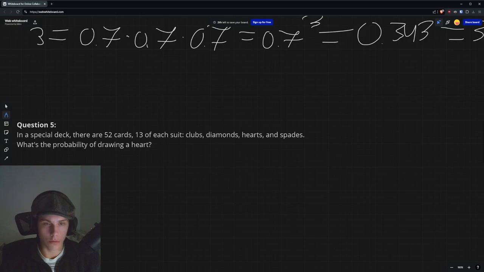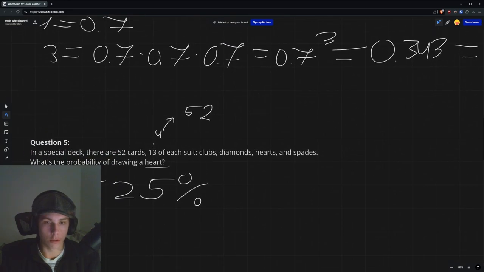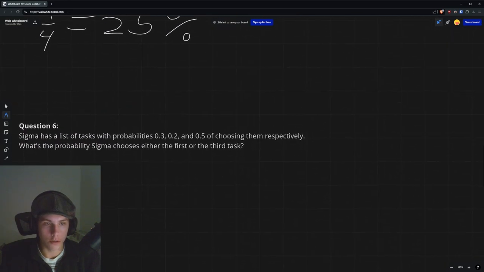I think this one is way too simple. So 13 of each, that's 1 over 4. I'm not actually sure what the complexity of the question is, because hearts is always 1/4 of the deck, and 13 times 4 adds up to 52. So yeah, 1/4, 25%. I think this is just to give us some rest before the hard questions start. All right, question 6.